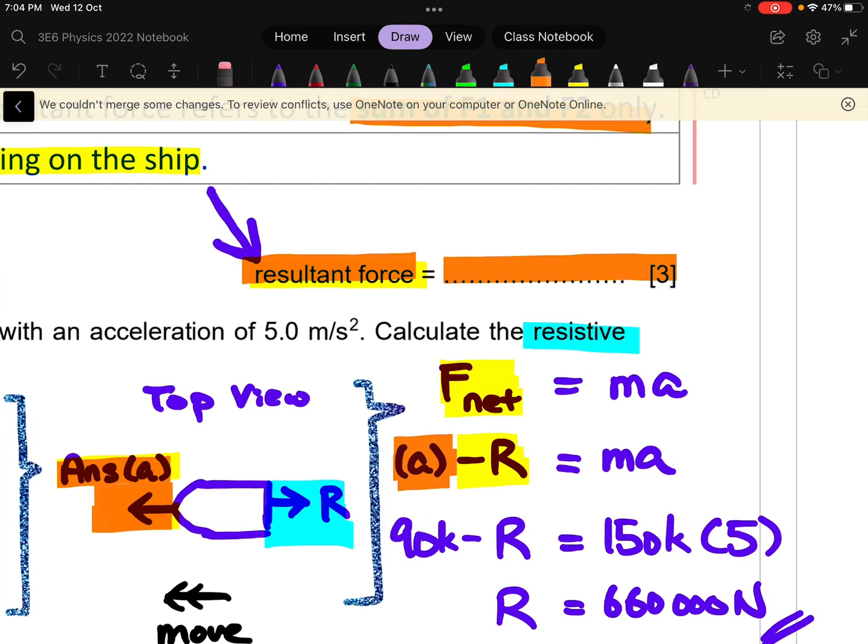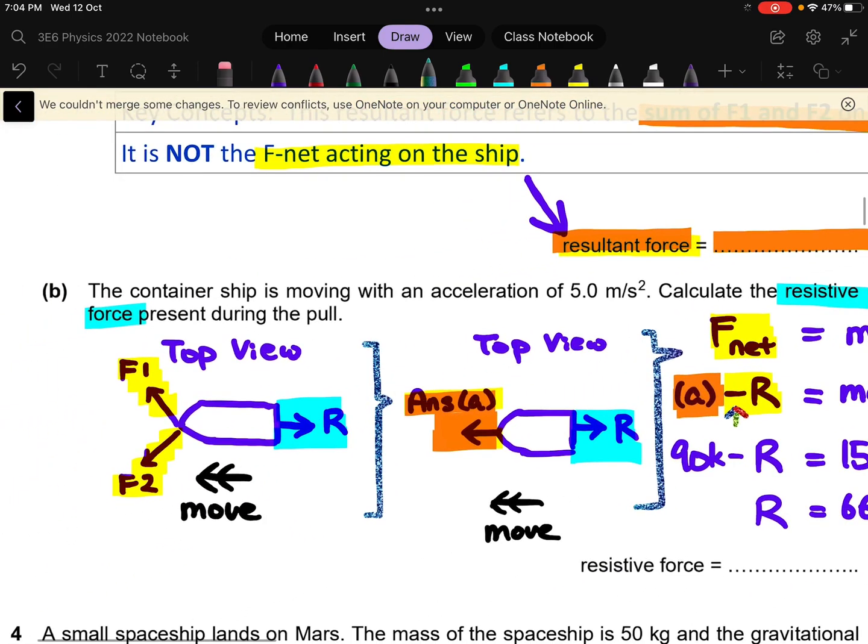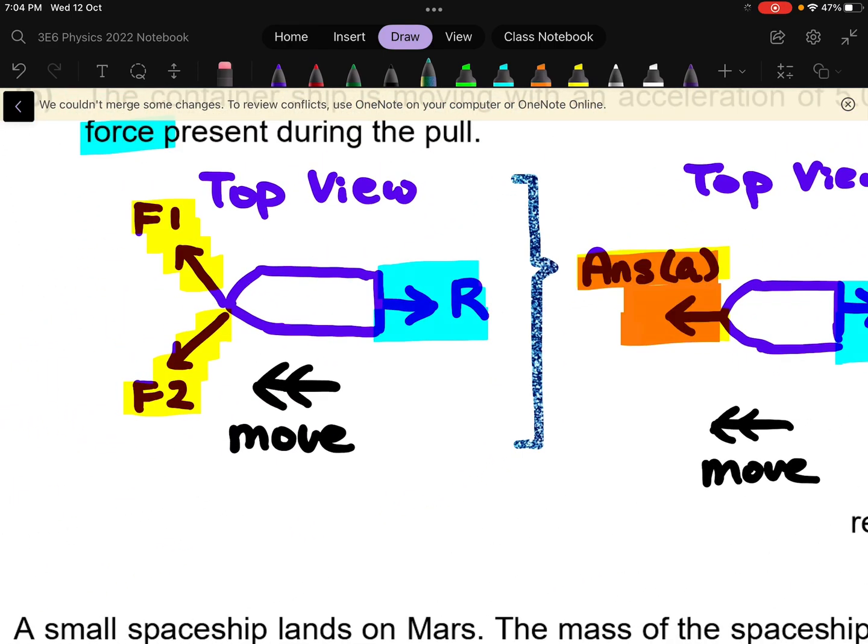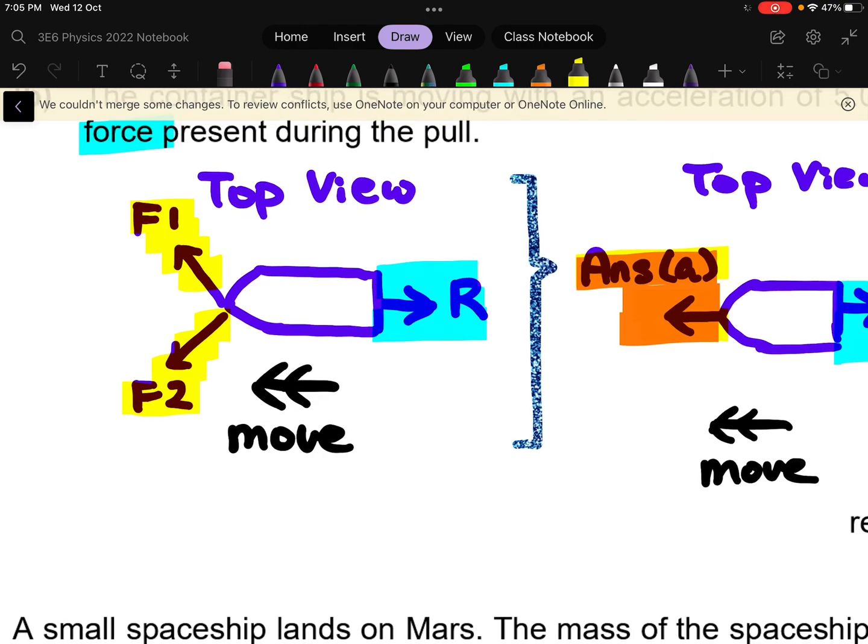Some of you may be asking me, teacher, how do I know that this is a minus? So for those of you who are from my class, I keep telling you, when we solve a question, we need to dictate where is the positive side. Unlike mathematics, the right side is not always the positive side in physics. When we want to decide which is the positive side, we look at where the object is going initially. So in this case, the boat is actually moving towards the left initially.